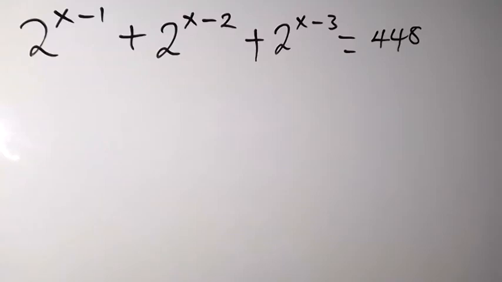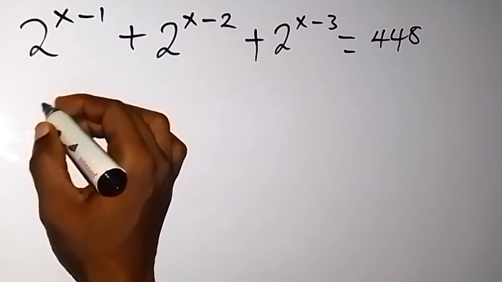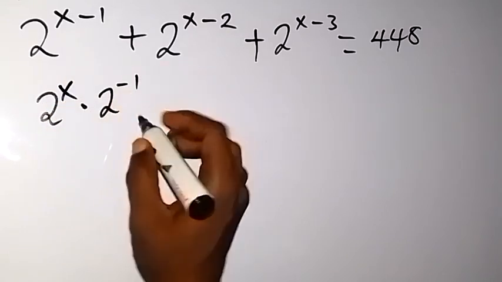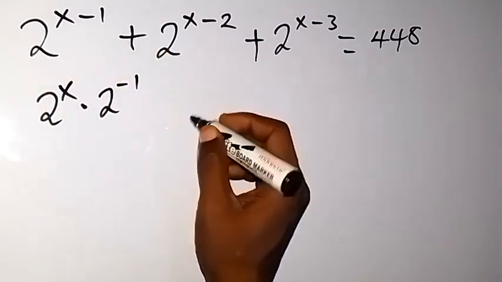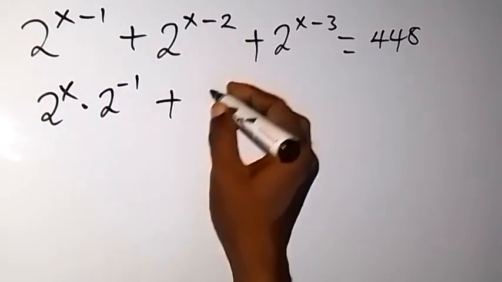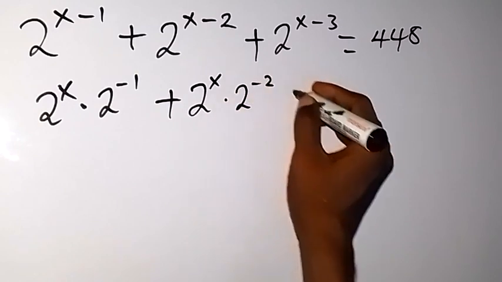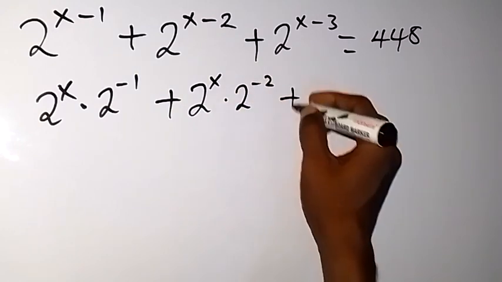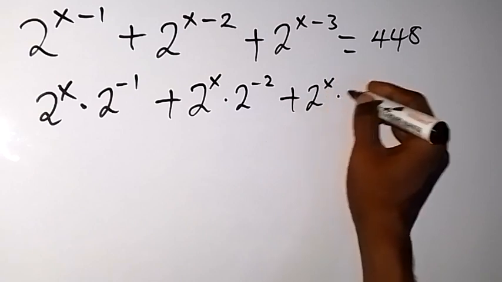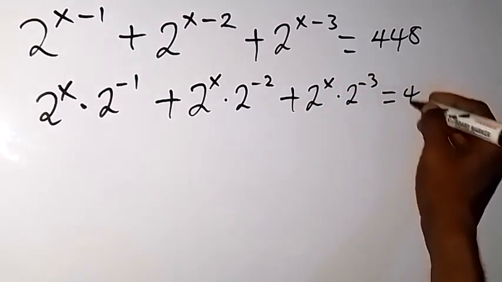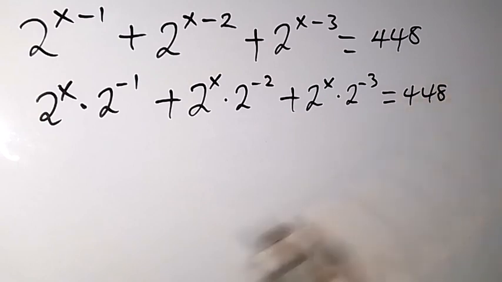Here we are finding the value of x from this equation, and here we can rewrite this as 2 raised to power x, then times 2 raised to power minus 1 when we separate these two, then plus also this one 2 raised to power x times 2 raised to power minus 2, then this one as well plus 2 raised to power x times 2 raised to power minus 3, then equals to 448.